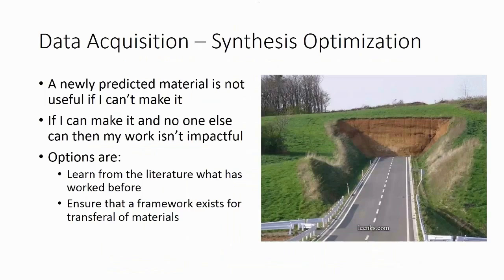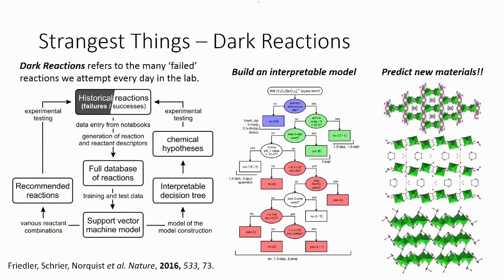But materials predictions are not useful if we can't make them. And worse, if I can make it and no one else can, my work really isn't that impactful. And so when it comes to using AI to predict whether or not a material can be synthesized, I have two options. I can learn from the literature what's worked before, or I can create a framework and make sure that it exists so that we can have transferal of material synthesis protocols. So here's an example from Josh Schreier from Haverford College.